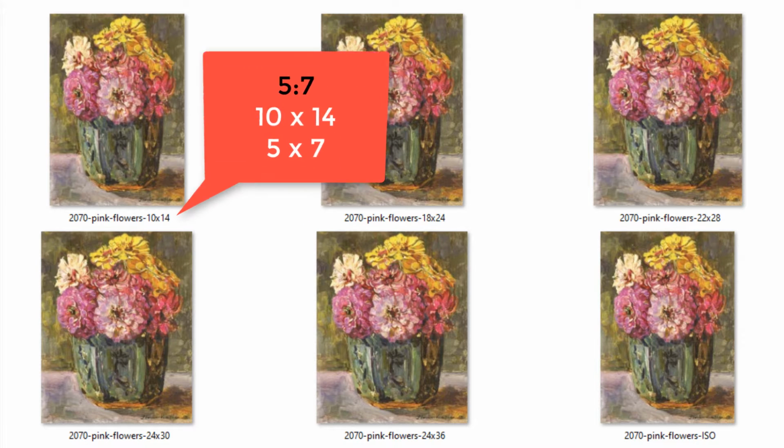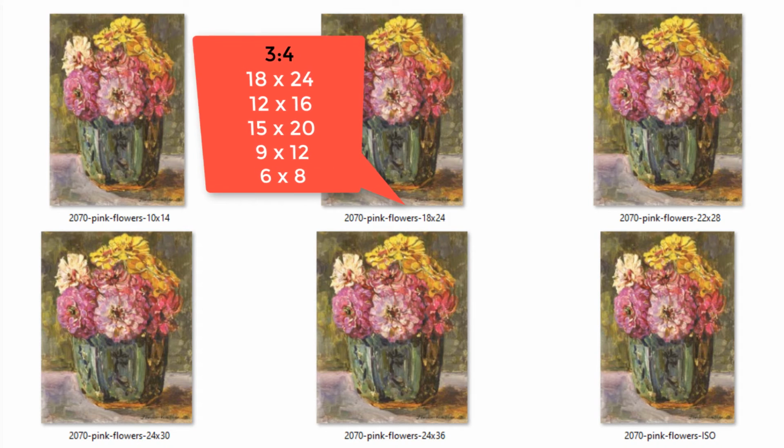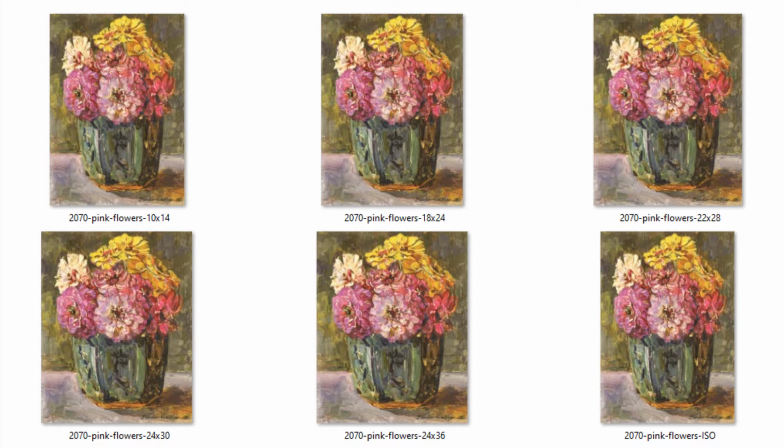For example, this image right here is the 10 by 14. Well, that's a ratio of 5 by 7. That means with this same image, you can print a 10 by 14 or a 5 by 7. And this 18 by 24 image, well, that's a 3 to 4 ratio. So with that same image, you could not only print 18 by 24 images, but even 12 by 16, 15 by 20, 9 by 12, 6 by 8. And that's because they're all in the same 3 to 4 ratio. The same is true with the rest of these images. They all represent different ratios.